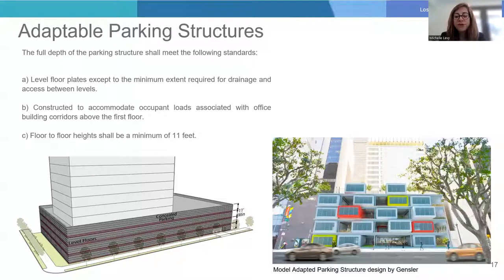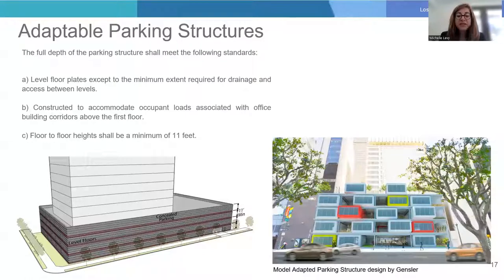So the first method is that floor plates are required to be level, except to the extent required for drainage and ramps between levels. We know that there's going to be a need for elevator banks and ramps, but what we're saying is that the floor plates, excluding those areas, are to be designed to be flat so that they can be more readily converted in the future.